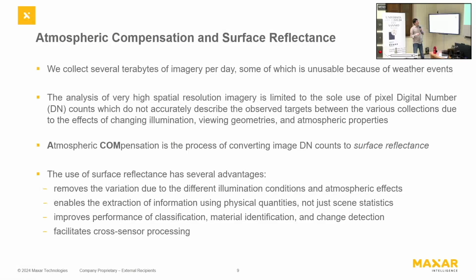And we talked about digital numbers the other day with SAR. Digital number is basically the same in optical. You have like a storage container, and how do you translate the electric signal from a sensor to pixels? That translation is the digital number. In ACOMP, atmospheric compensation, is the process of converting a digital number into surface reflectance. So when you get a value, that value has a physical meaning.